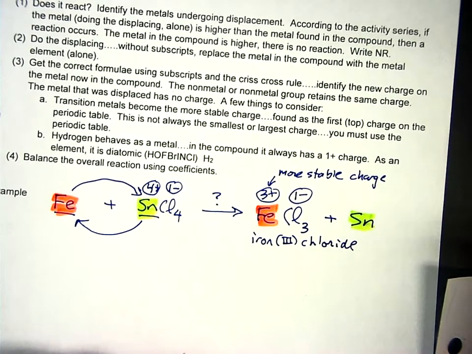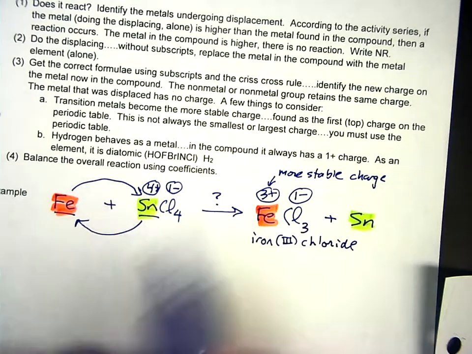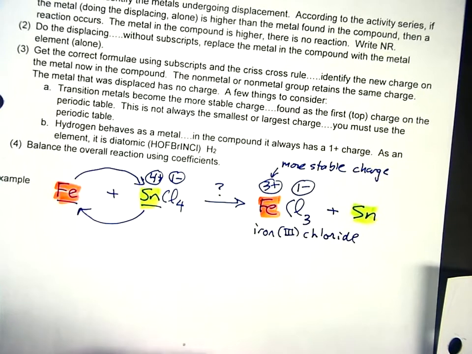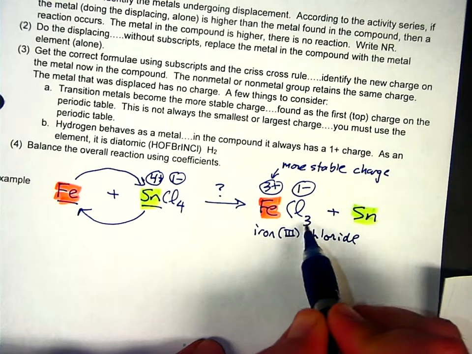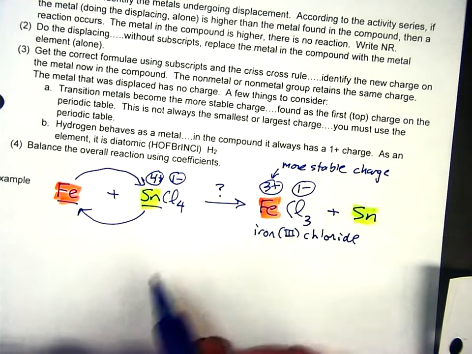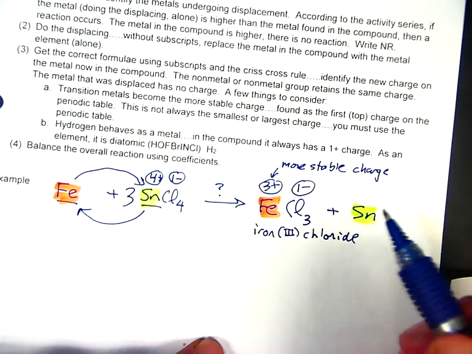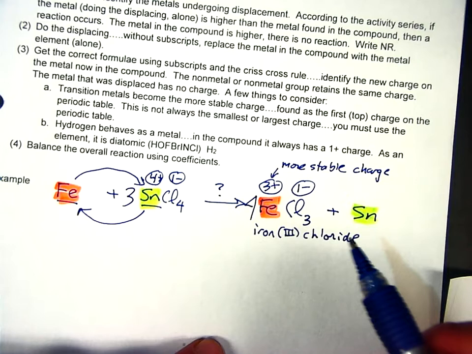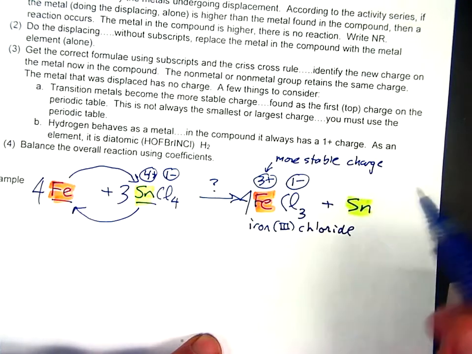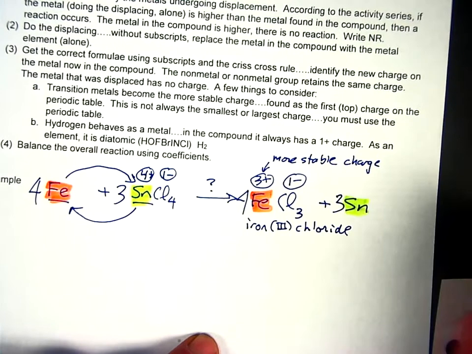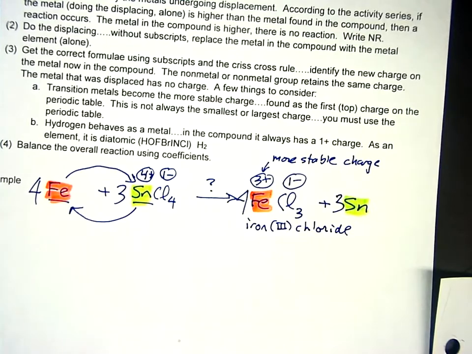Okay. Now the final thing is to balance the overall reaction. So I'm just going to balance it like I normally would. Okay. So I've got 3 chlorines here, 4 there. I'm going to need to put a 3 here, 4 in front of the chlorines. That's going to cause me to balance the irons and the tins afterwards. Okay, so that's the method that we're going to use.